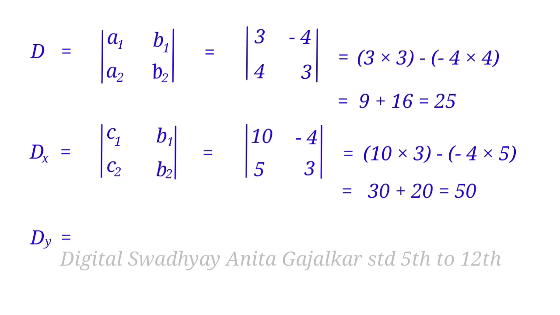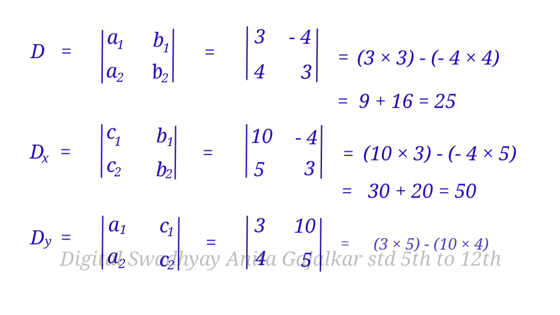Dy equal to a1 a2 c1 c2, equal to 3 4 10 5, equal to 3 into 5 minus 10 into 4, equal to 15 minus 40 equal to minus 25.